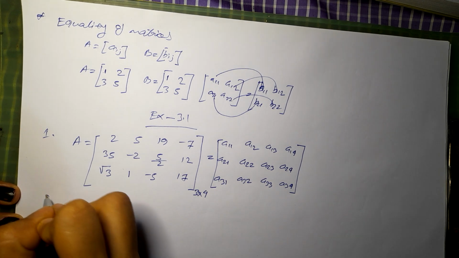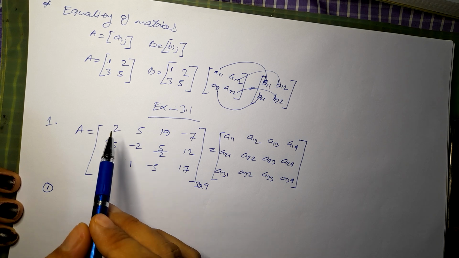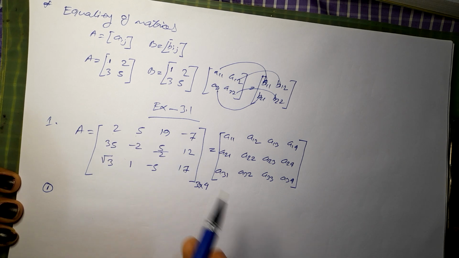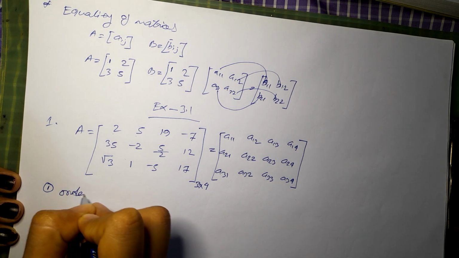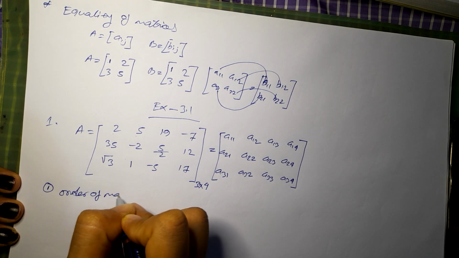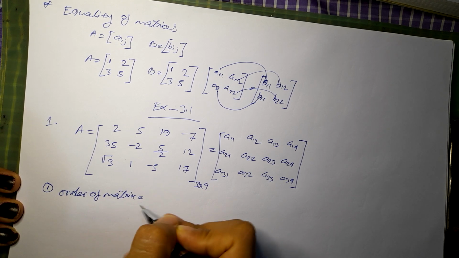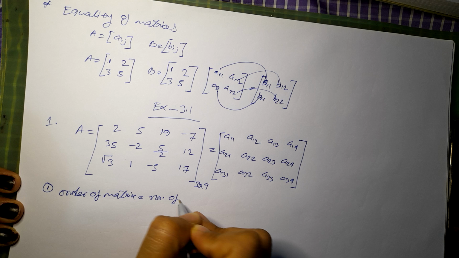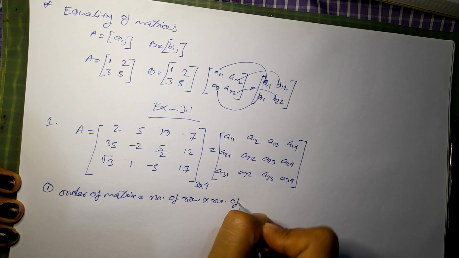First question, what does it say? Find the order of the matrix. We have to find the order of the matrix. So no need to calculate. Multiply the number of rows into the number of columns. So order of matrix is number of rows into number of columns.